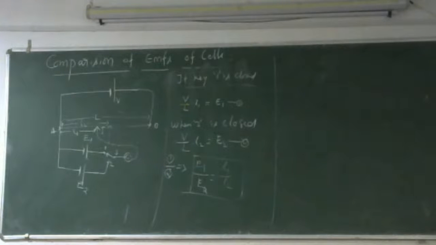Next write down the third use, that is you can use this potentiometer to find the internal resistance of a cell. How to find internal resistance with this? So write down the next subheading: to find internal resistance of a cell.